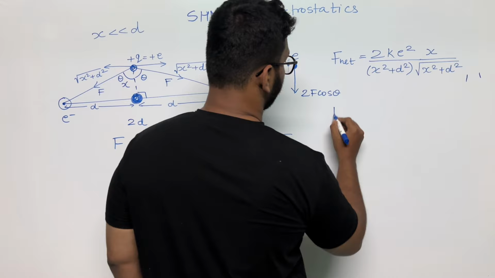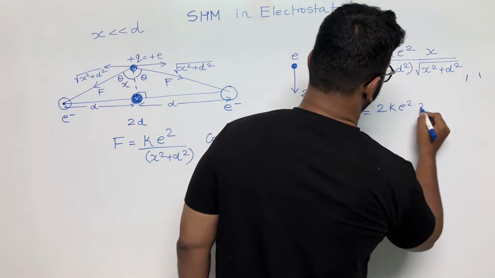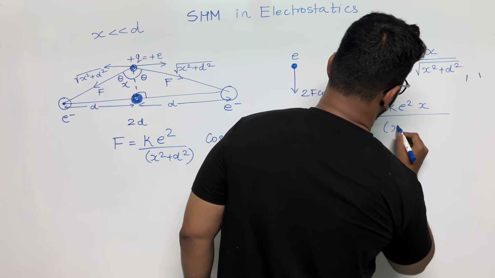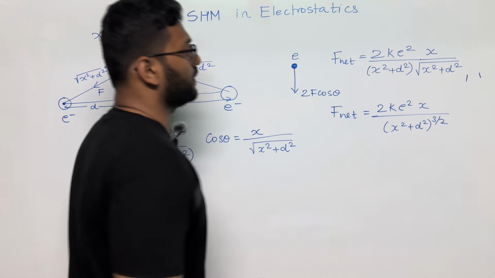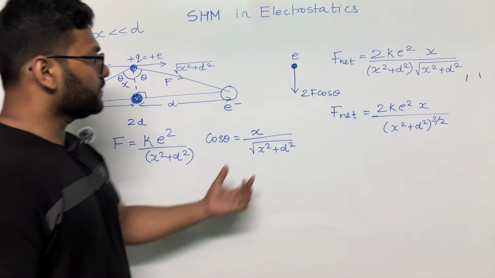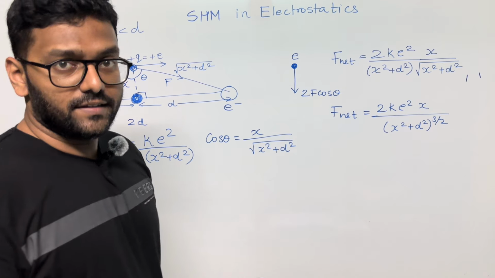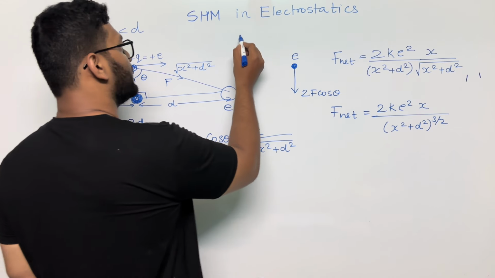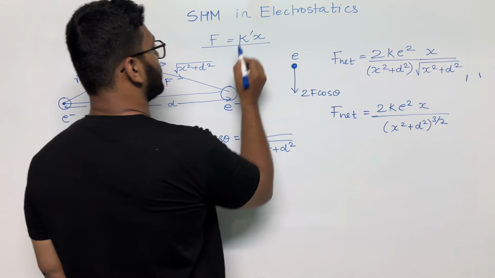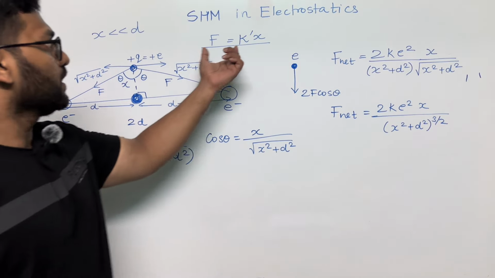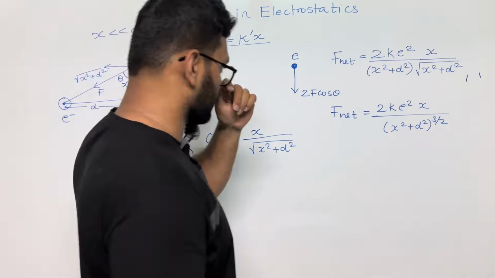So the net force will be nothing but 2k e square x divided by x square plus d square to the power 3 by 2. So this is your net force. Now if this net force is directly proportional to x, then I can equate it to F equal to k dash x, where k dash is the constant of proportionality. From that k dash we can find out omega, as I have said in the previous question.